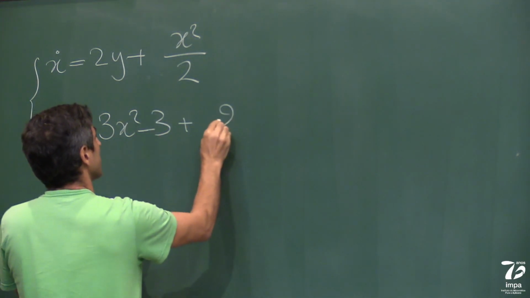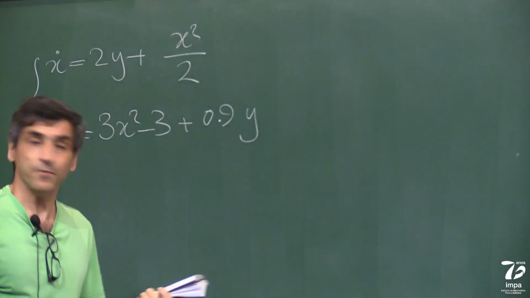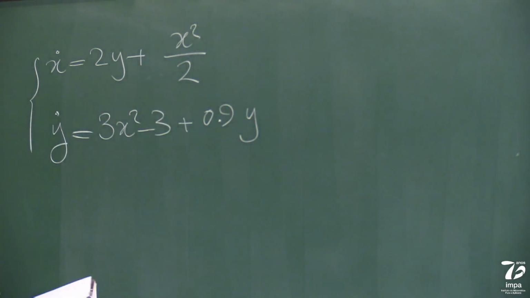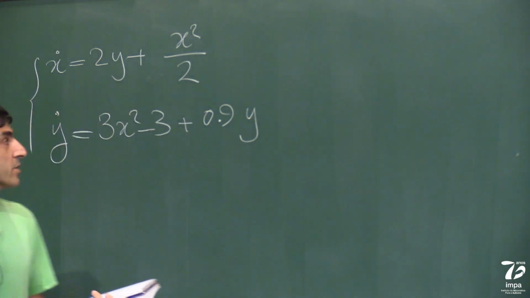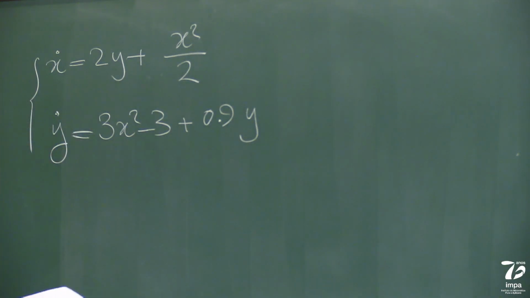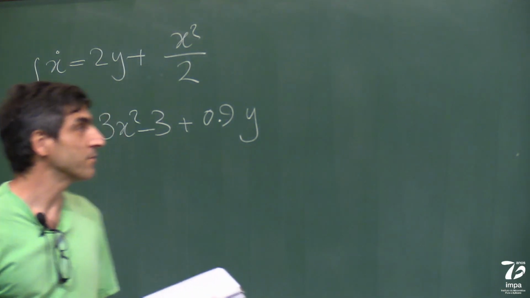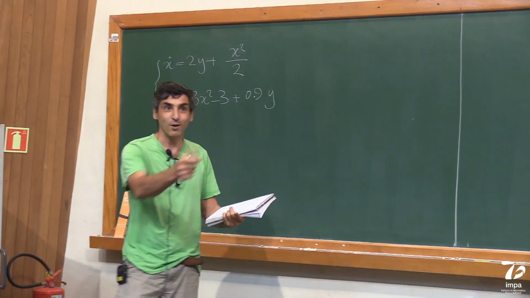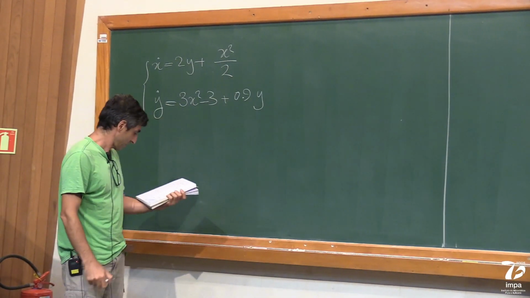Plus 0.9 and then y. If you take any software that makes the trajectories of ordinary differential equations, you put this equation in there, you will get the figure. One of the very common software is GeoGebra; you can download it on your iPhone and try to visualize this differential equation.